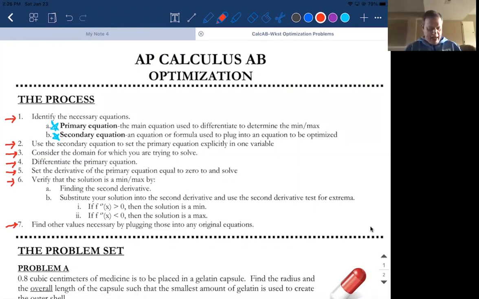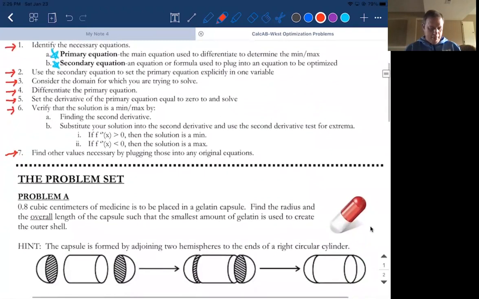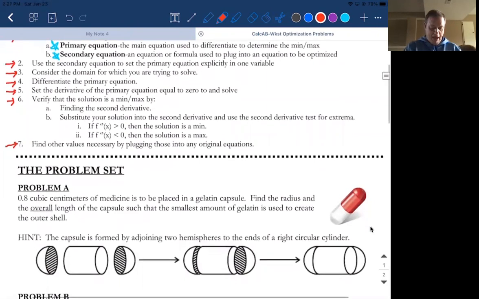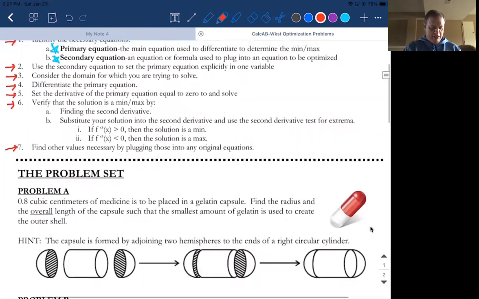So the problem we're going to look at is this right here, and we're going to go through the steps. Problem A in the problem set: we have 0.8 cubic centimeters of medicine to be placed in a gelatin capsule. We want to find the radius and the overall length of the capsule such that the smallest amount of gelatin is used to create the outer shell.